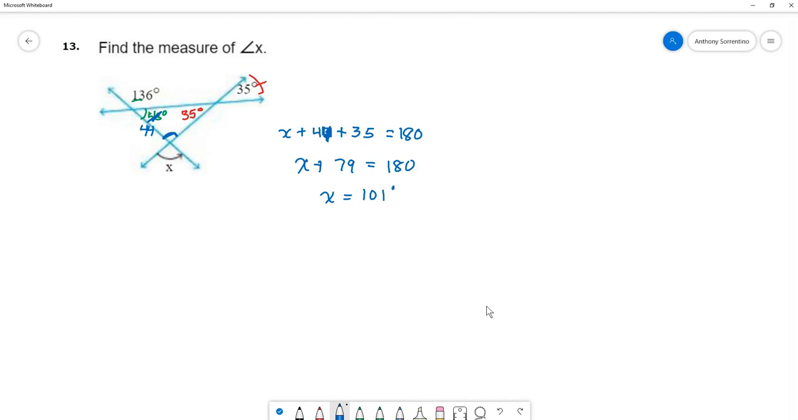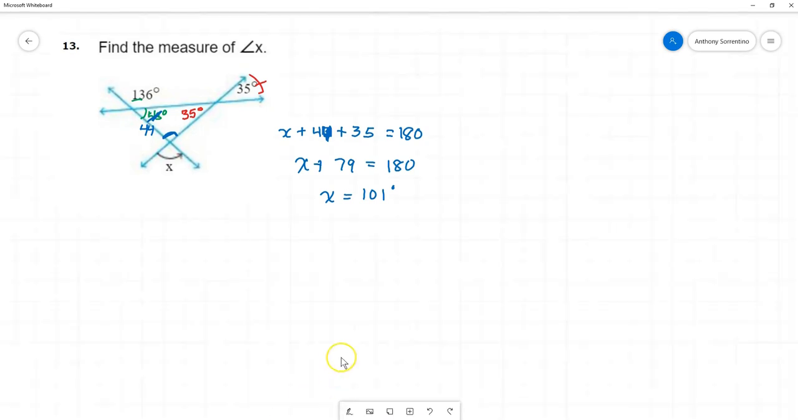Now, don't ever assume that these figures are drawn to scale. They're not always guaranteed to be, so don't say, well, it looks like it's under 90, so it should be under 90, because it doesn't work that way. So make sure you're using relevant rules rather than speculation on your part.